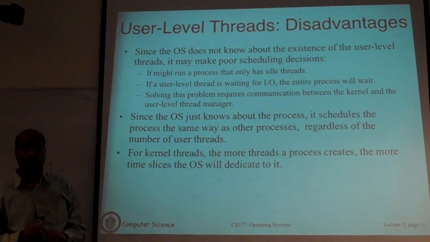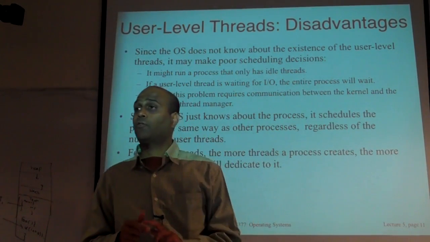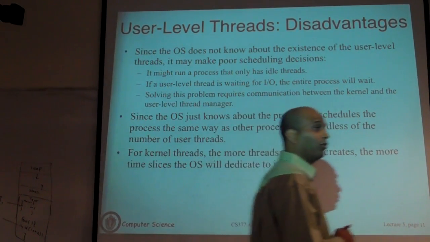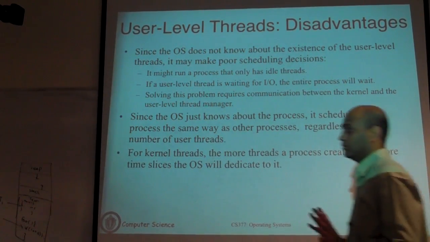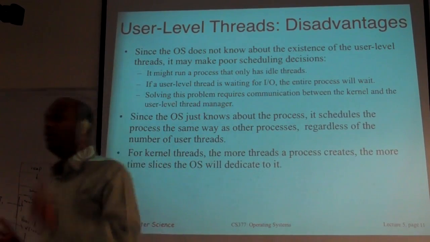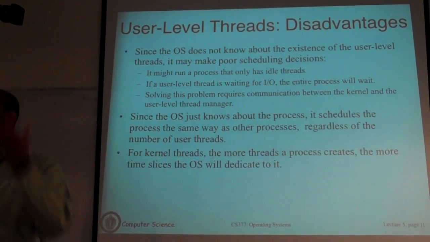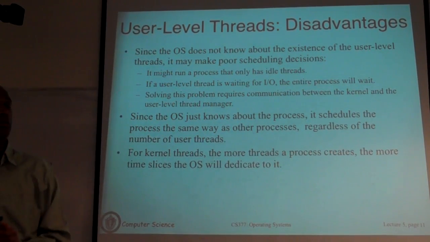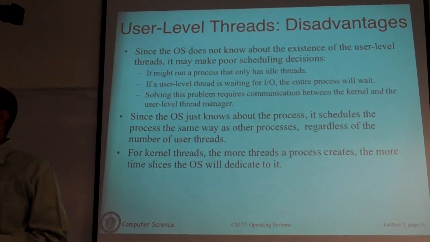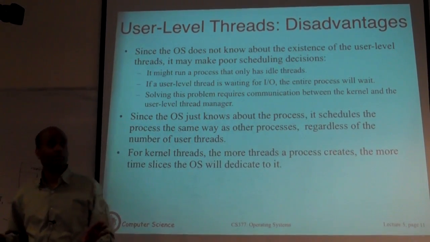That's one problem. Second problem is that if any of your threads start doing I/O, your entire process is going to block. You may have 100 threads, and one of them makes an I/O call. Since the kernel doesn't know that there are threads in your process, it is going to take that entire process and put it on the wait queue. All the other threads may actually be ready to run, but the kernel doesn't know about them. So if one thread blocks, all of them block.